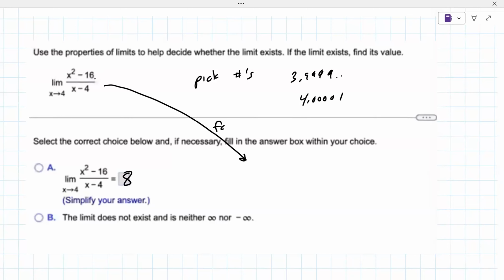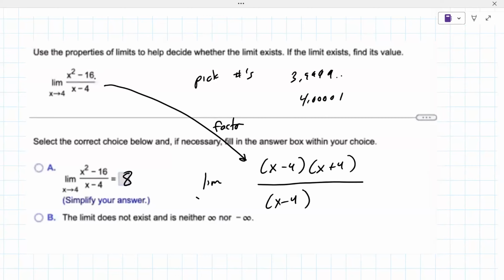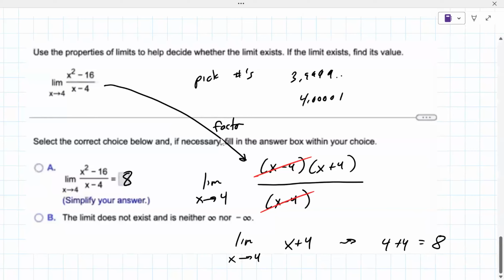You have to factor. Okay. So the top is a difference of squares, and anything that's the same on the top and the bottom cancels. Okay, so it's really the limit as x approaches 4 of x plus 4. And you can put 4 in for x. 4 plus 4 is 8. But like I said, if you were to put in these numbers, you would get like 7.99999 or 8.0001. You would get something really close to 8. And maybe you could just be okay with the idea that it's probably 8. Okay.